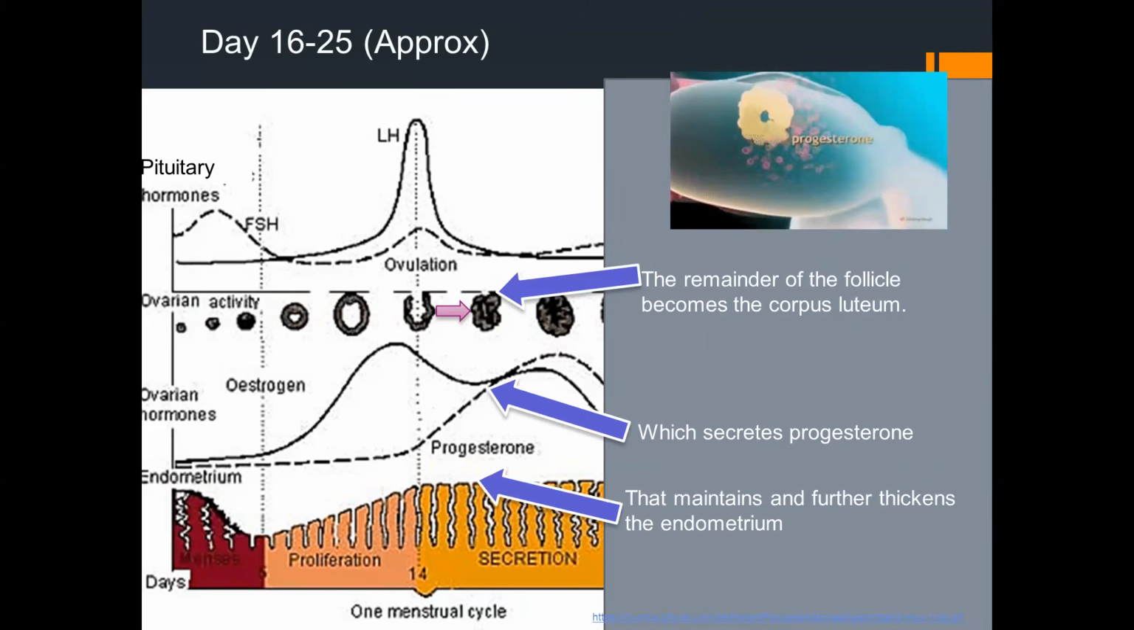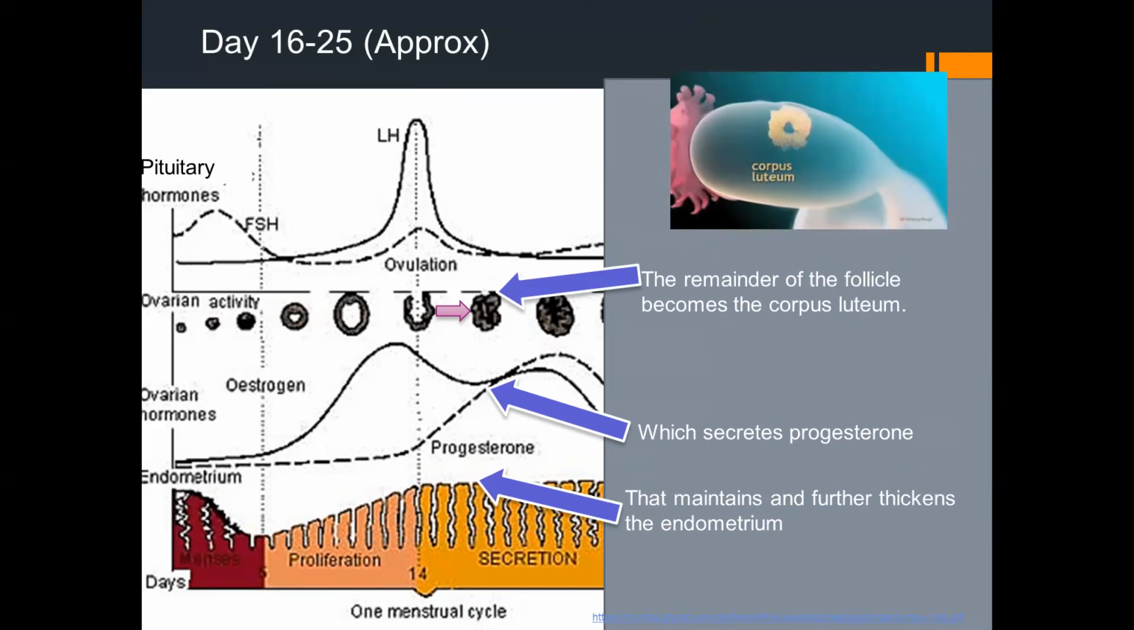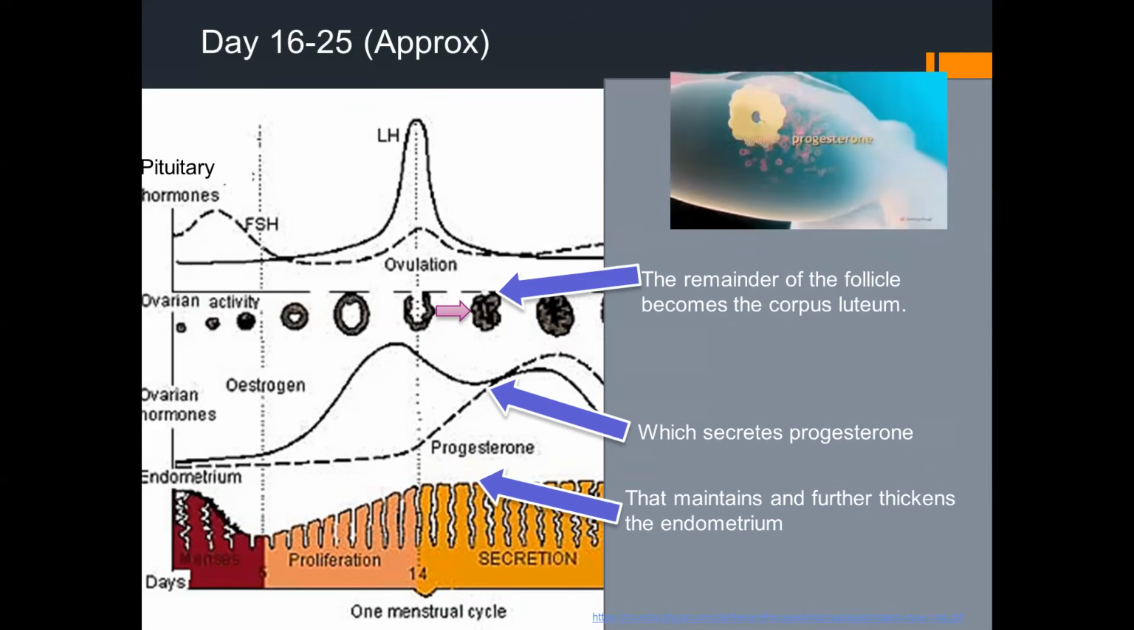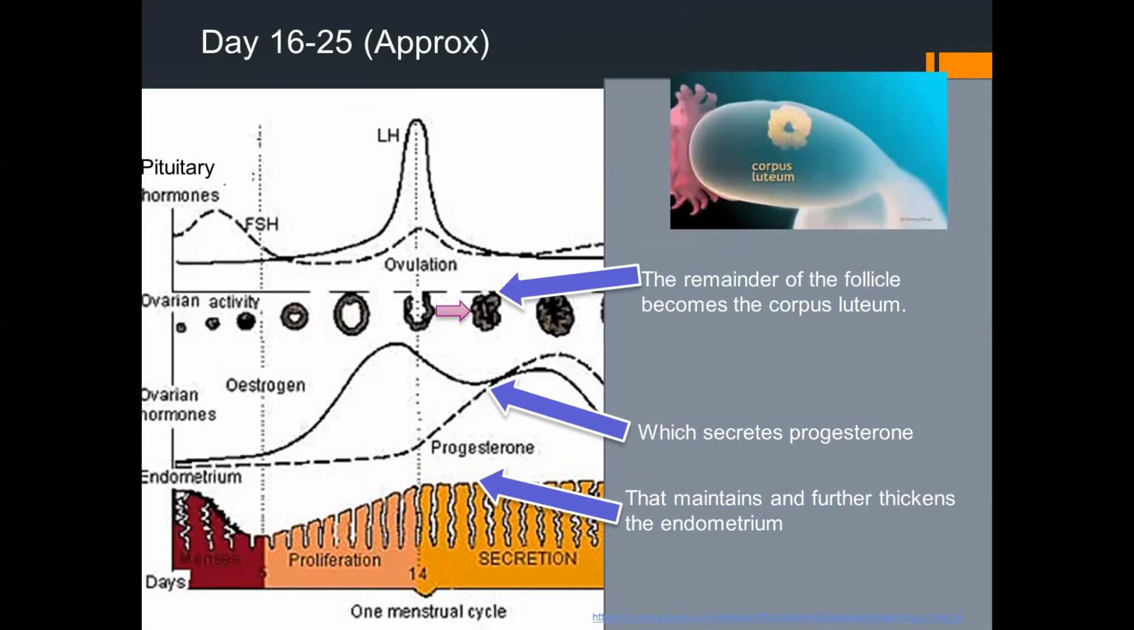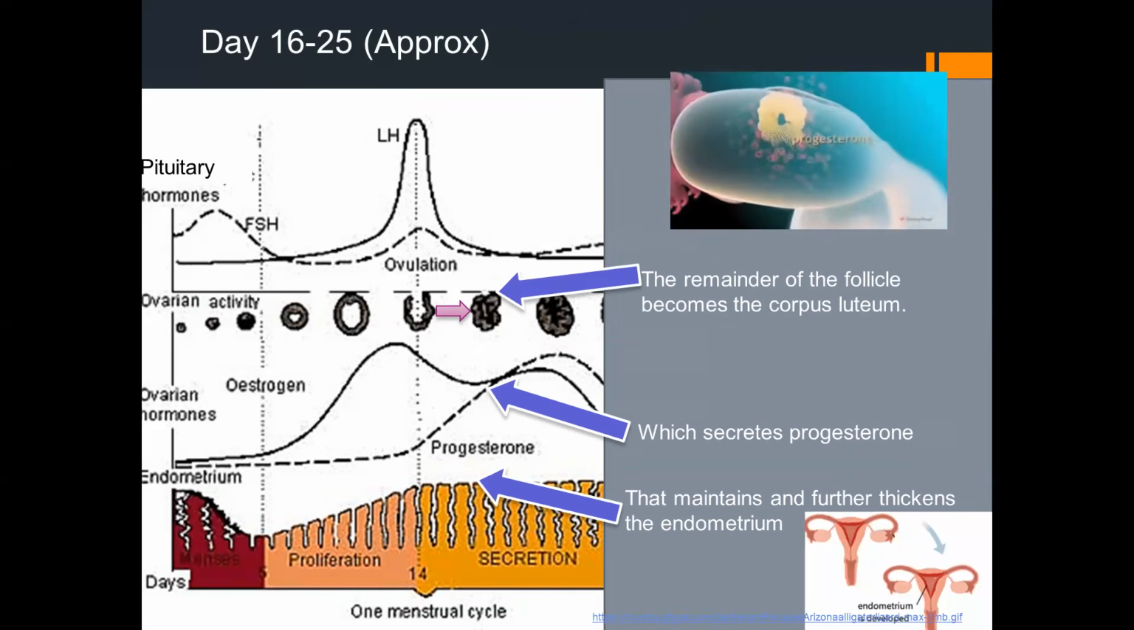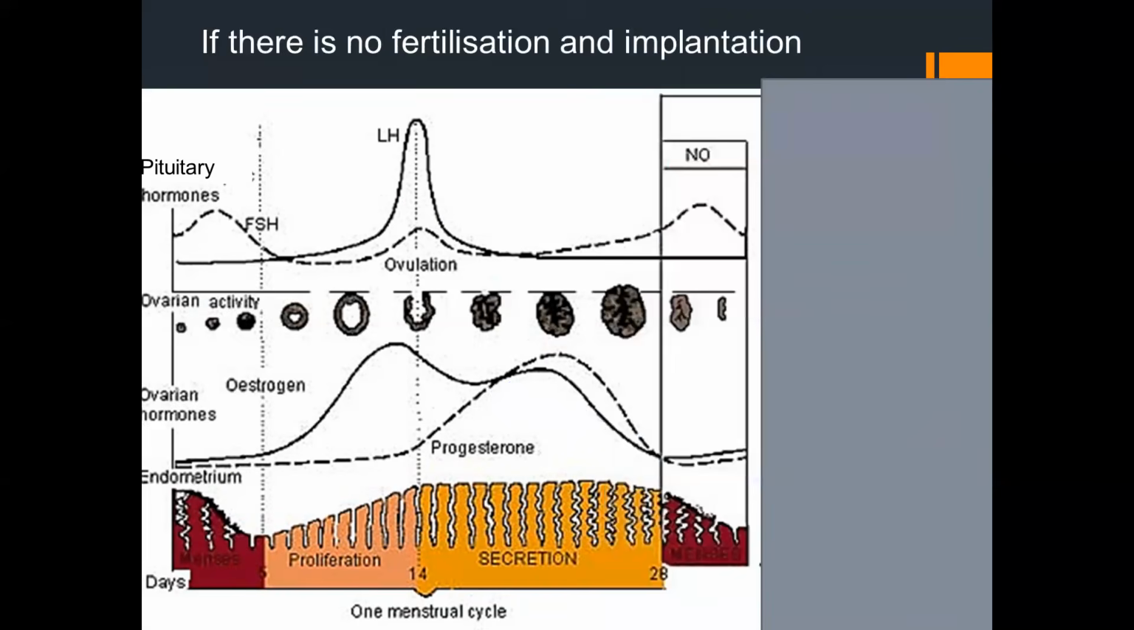And the function of progesterone is that it maintains and further thickens the endometrium. We also say that it makes the endometrium more glandular and vascular. So we find that the endometrium now has been further thickened. And what happens next in the next few days depends on whether there was fertilization and implantation.